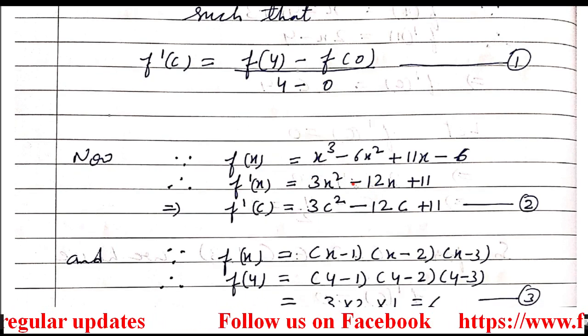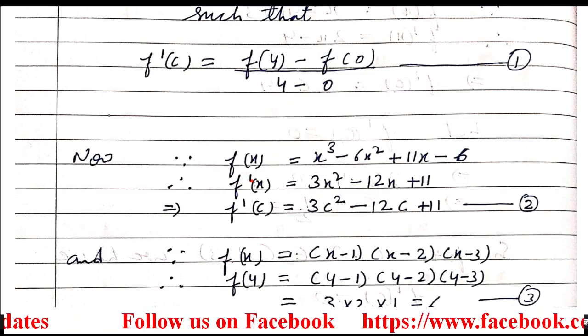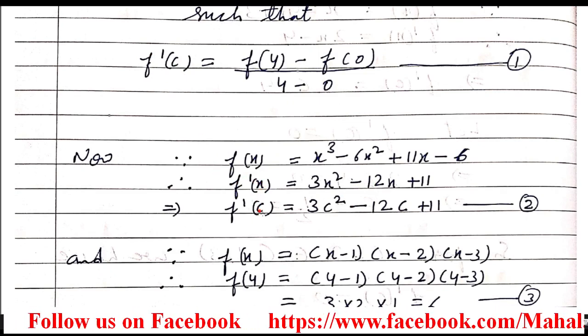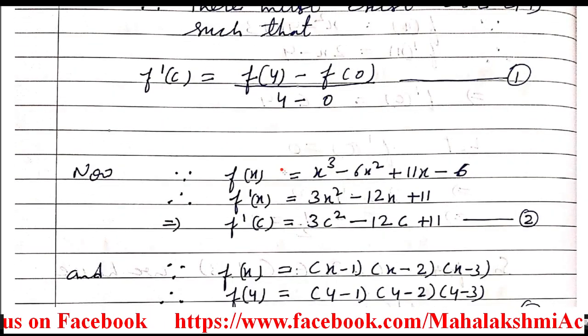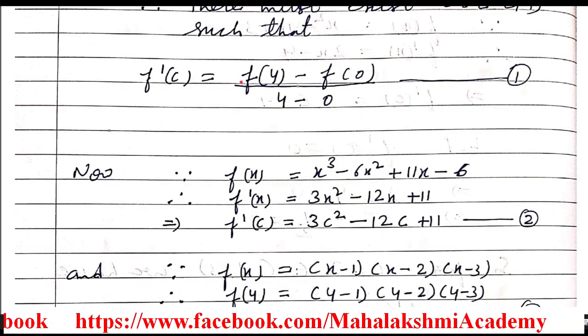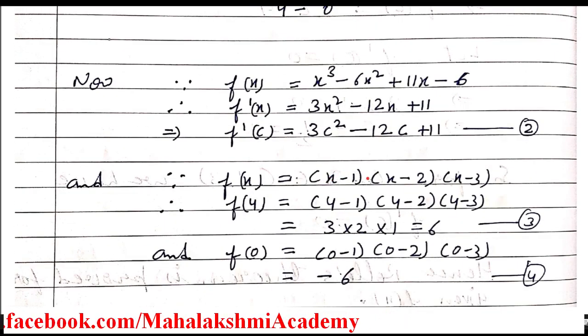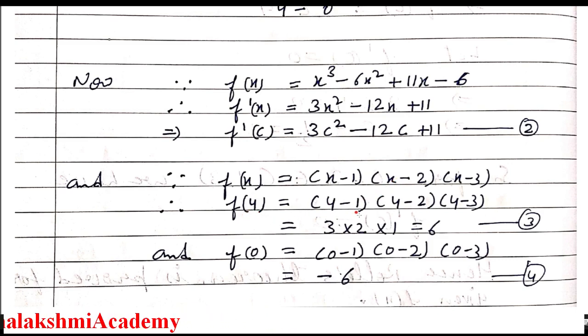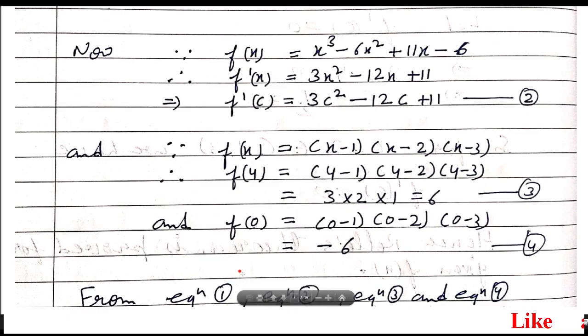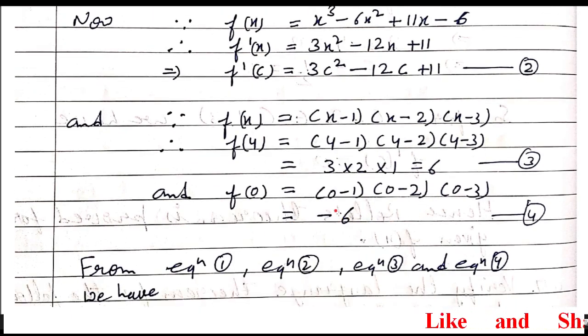That gave me this answer. After differentiating, since we want f dash c, wherever x is there, I replaced it by c. So f dash c we obtained. Now what do we want? f(4) and f(0). For that, first I wrote my original function without opening the bracket because that is more convenient. Then to get f(4), wherever x is there, I replaced x by 4. That gave me the answer 6. Then f(0) again gave me the answer minus 6. So I obtained whatever I need in equation 1.